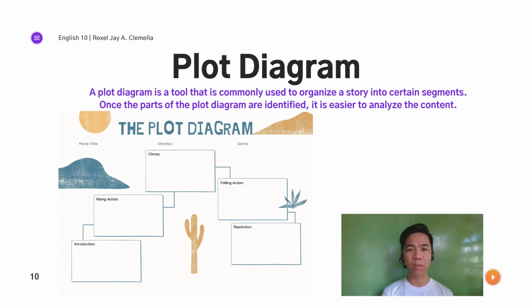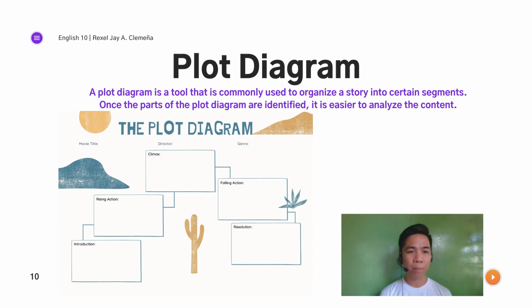Now let's proceed to the plot diagram. A plot diagram is a tool that is commonly used to organize a story into certain segments. Once the parts of the plot diagram are identified, it is easier to analyze the content. A plot diagram also gives a common framework for analyzing and understanding written prose.